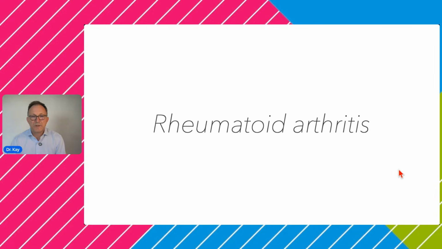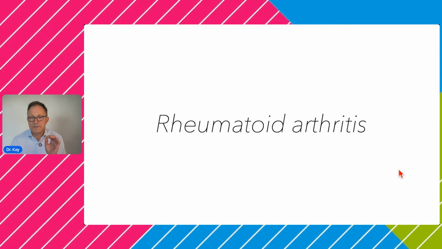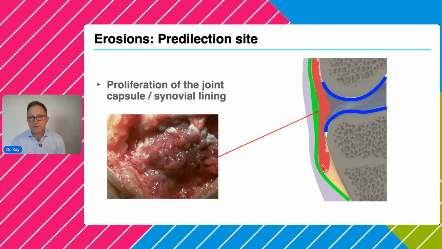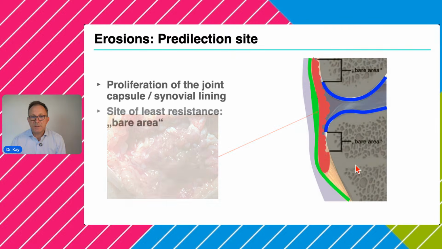Looking at rheumatoid arthritis, a synovial-based disease, we have a proliferation of the joint capsule, the inner lining of the joint capsule. And this proliferation looks like this. If you're an orthopedic surgeon and do an open joint procedure, which is nowadays rarely done, we call it pannus or synovial proliferation.